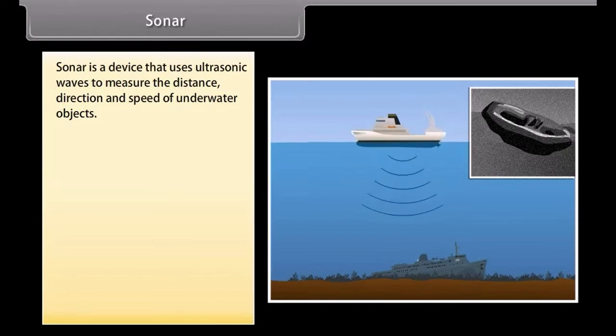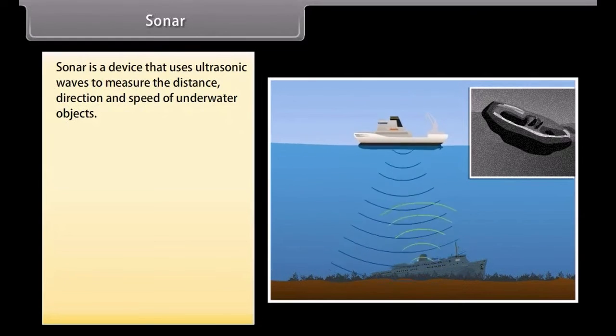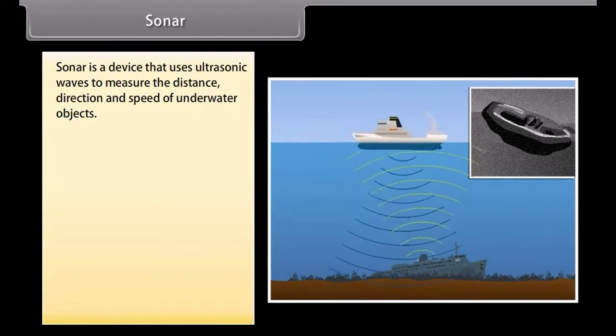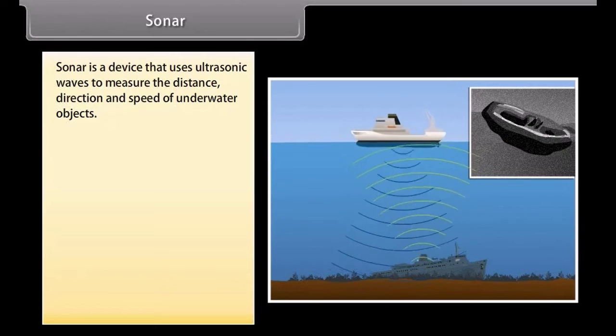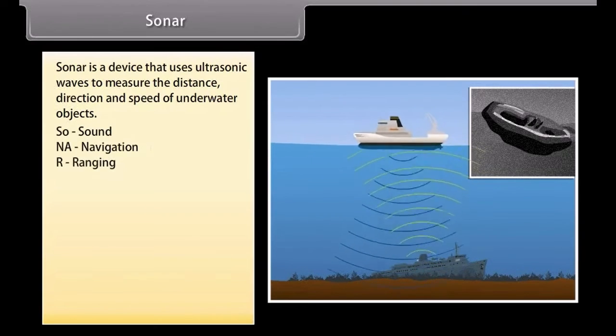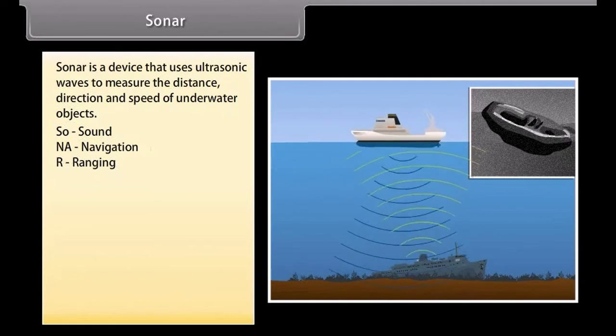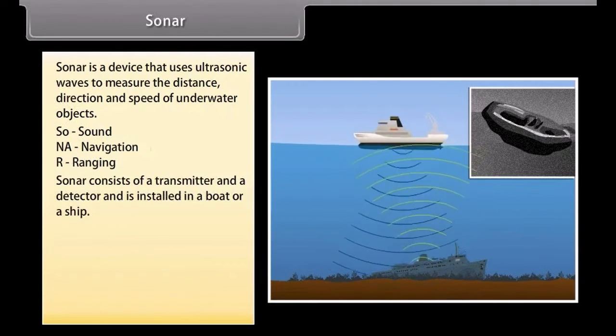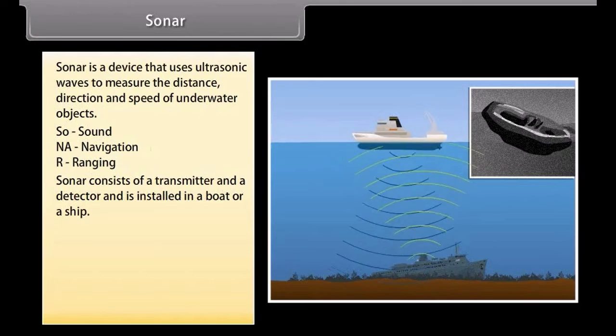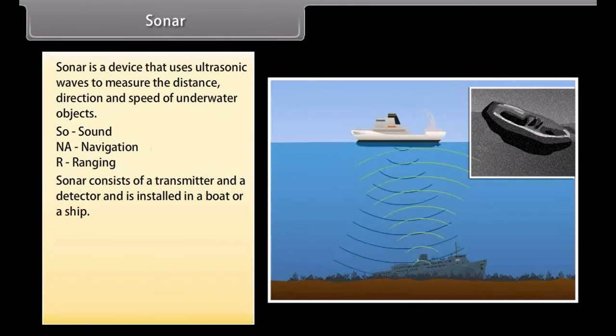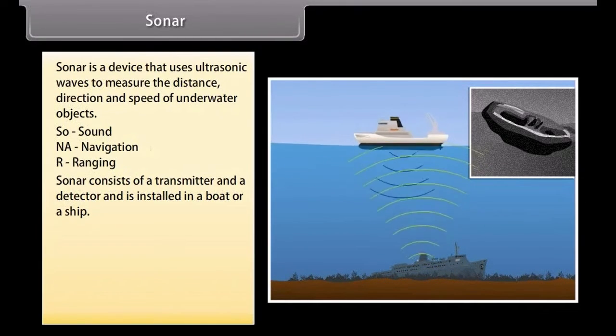Sonar. Sonar is the device that uses ultrasonic waves to measure the distance, direction, and speed of underwater objects. The word sonar stands for sound navigation and ranging. Sonar consists of a transmitter and a detector and is installed in a boat or a ship.